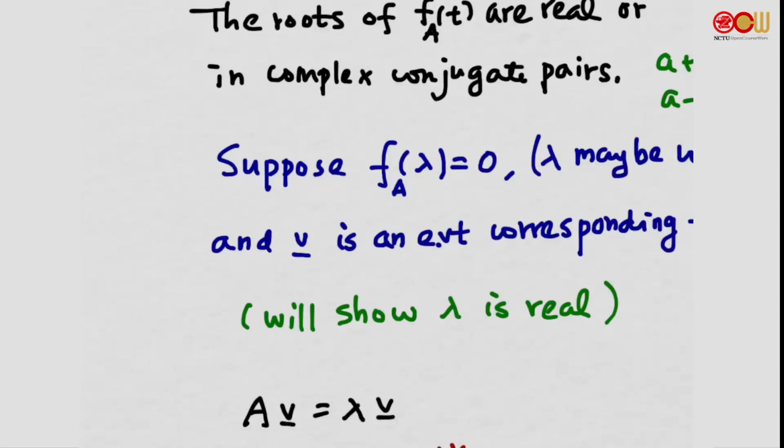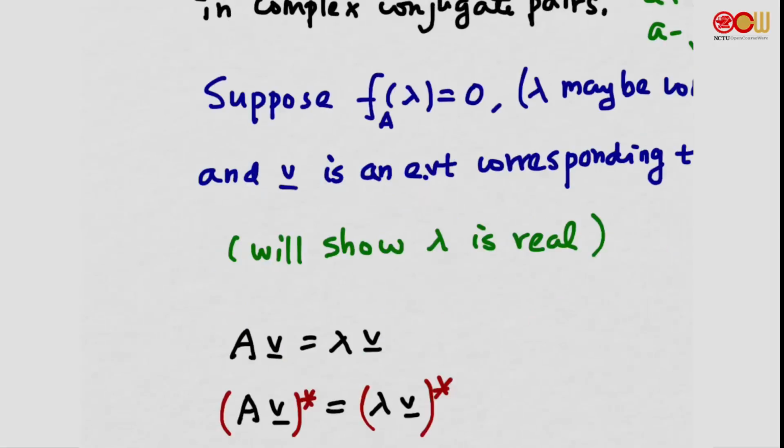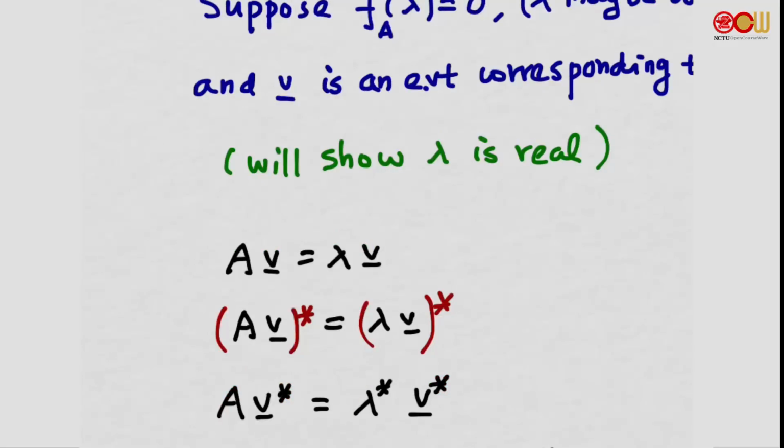Alright, lambda is an eigenvalue and v is an eigenvector, so Av is equal to lambda v. And now we want to show lambda is real, right? So let's try to take the conjugate of both sides. We take the conjugate of the left-hand side and the conjugate of the right-hand side. By taking the conjugate, we are taking the conjugate of each entry of A and each entry of the vector v. Now we get v conjugate.